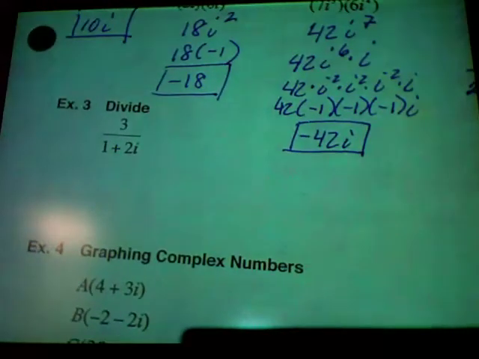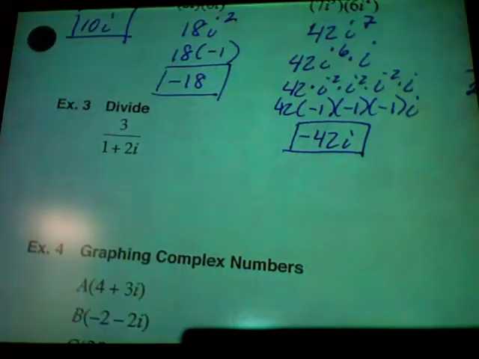All right, then let's divide. Do you remember how to divide? Remember what to do? You have to actually multiply by something. 1 minus... The conjugate. The conjugate, you're very good.